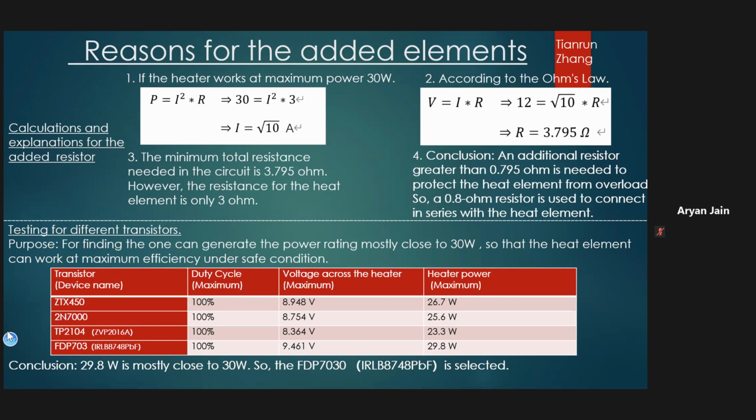Suppose that the heater element operates at 30 watts. By using the power equation, the current in the circuit could be obtained. Then, I use the Ohm's law equation to calculate the total R. So, a 0.8 ohm resistor is needed to protect the heat element from overload. Also, I have tested all the transistors provided from the list. From my results showing on the table, the MOSFET marked FDP7030 generates the highest power, so I chose it.